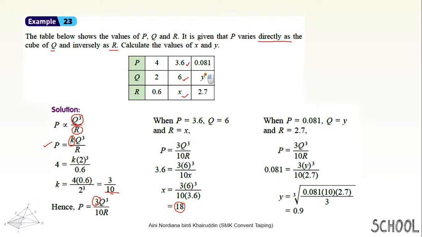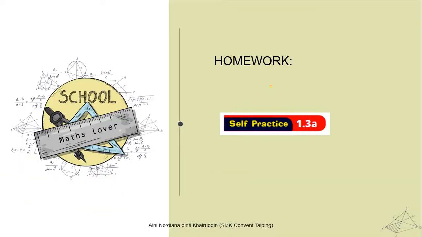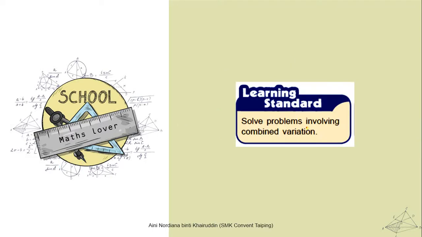To calculate the value of y, substitute the value of P, Q as y, and R as 2.7 into this formula, then you'll get the value of y as 0.9. Just substitute the values. So this is your homework, self-practice 1.3a. This is the last learning standard for this video: solve problems involving combined variation.